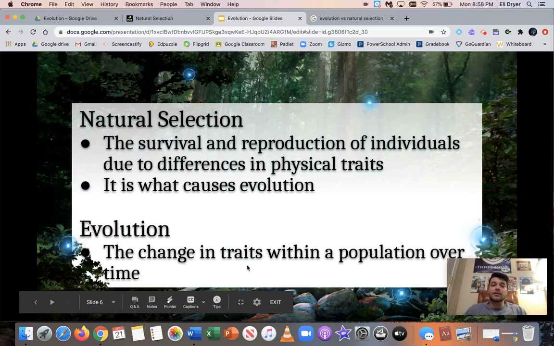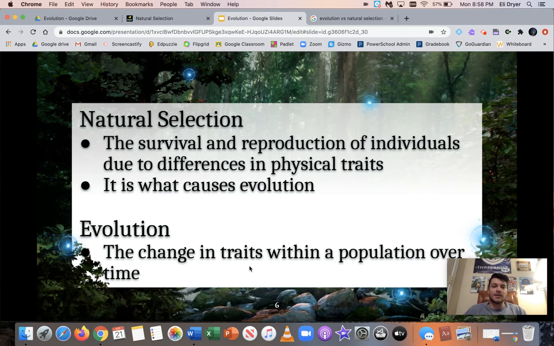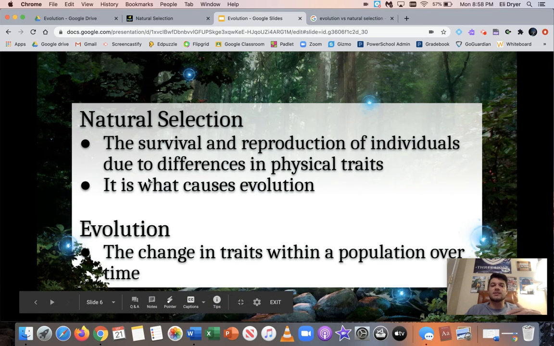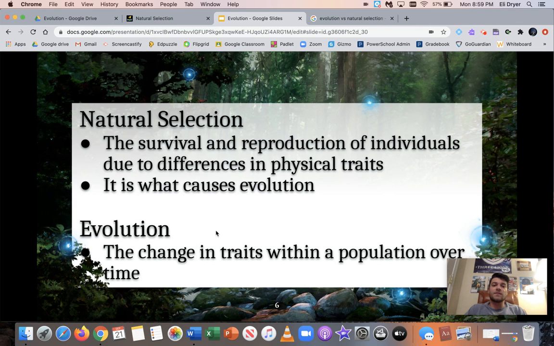And so, evolution is just the change in traits within a population over time. Evolution doesn't have anything to do with survival or reproduction. It's just the fact that we see a change in traits over time. And that's it. So we're going to be using this vocabulary as we move on. I just wanted to review this from last year just to give you guys a refresher.